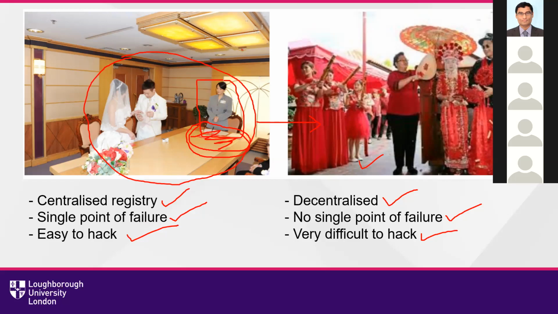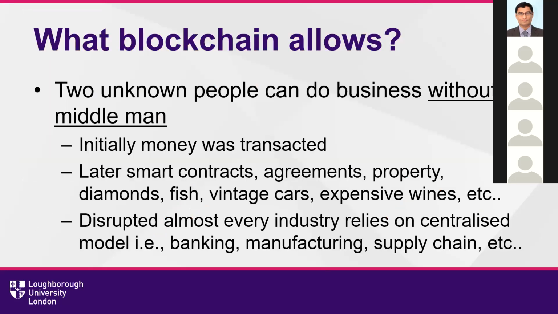Blockchain offers a decentralized setup, right? So what does blockchain allow? It allows two unknown people to do business without a middleman. Okay. Initially, money was transacted, right? For example, after 2008, when Bitcoin became famous, people were using this blockchain network to transfer money or buy something using digital currencies.